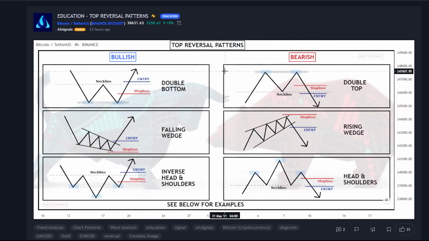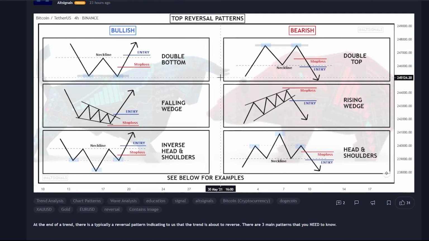So hopefully that was a nice and easy breakdown of the top reversal patterns that you can find in the charts.